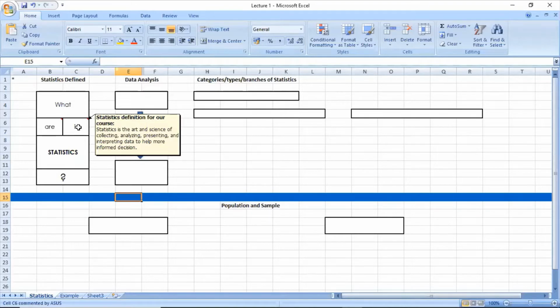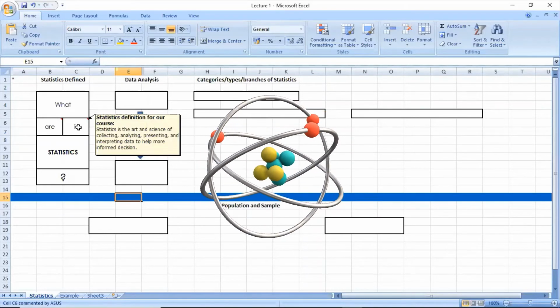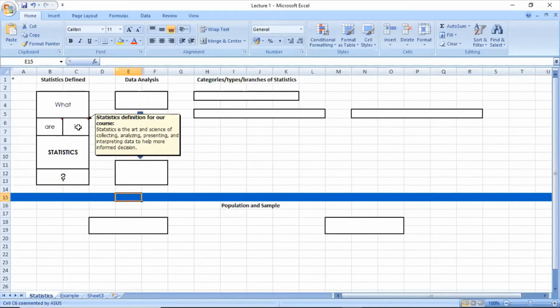Now, statistics is also a science, obviously, because it's a body of knowledge where you will be applying a systematic process. We will collect, analyze, present, and interpret data, right? So that's statistics. It's both an art and a science.